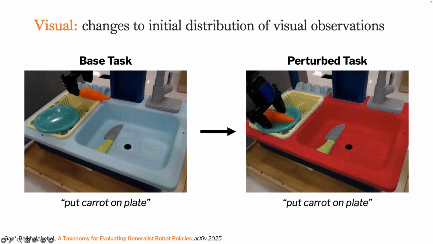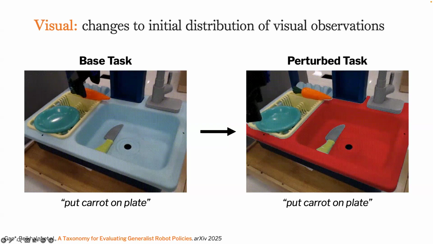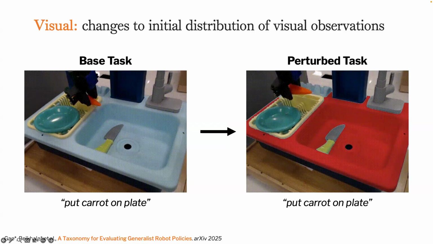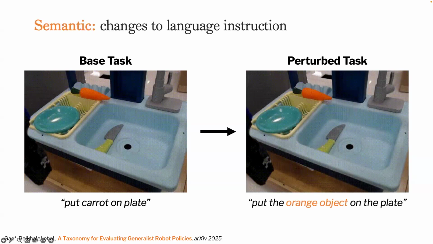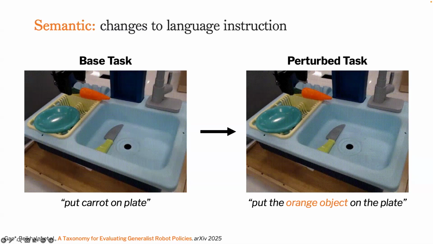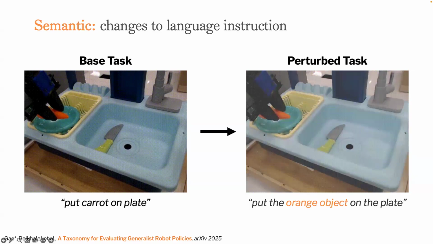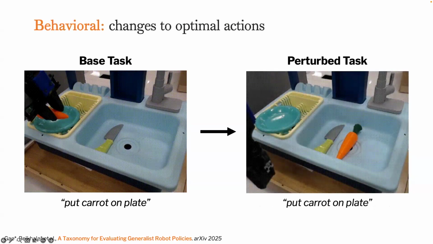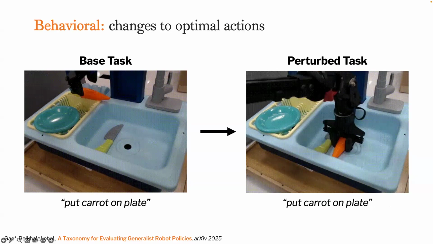One way to perturb the visual dimension of this problem is, let's say the sink was red instead of blue. Your policy should still work. The policy should not care that a background artifact in the environment changed. Similarly, instead of calling it a carrot, you could call it an orange root vegetable, an orange object, and it should still know. This is like saying it should understand what proximity in the language space means. And similarly, on the behavioral side, if the carrot was placed somewhere else, it should still be comfortable understanding that this carrot needs to be picked up from this other place, and it should work.